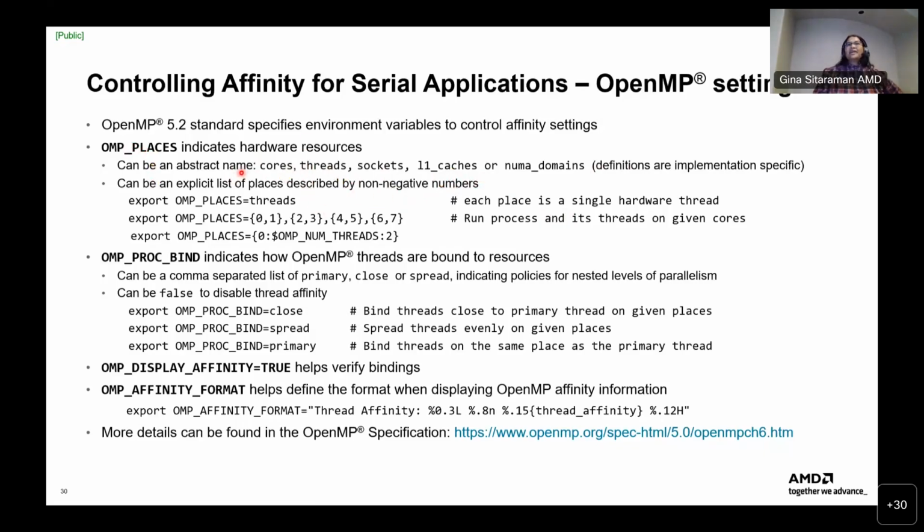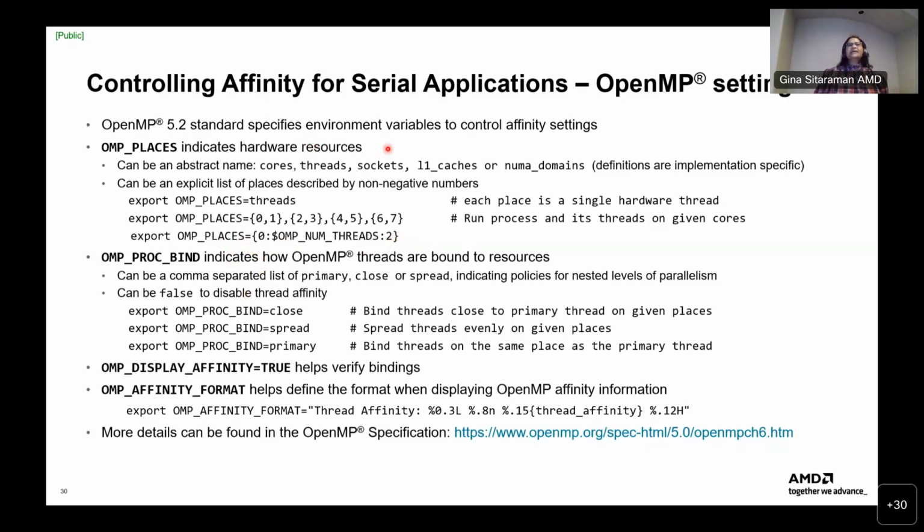Now, you can have those abstract names, or you can explicitly specify a list of places. So for example, in this case, we have 4 ranks, and we are saying for each rank, run them on one of these cores. So run the process on, for example, rank 0 on either core 0 or 1, rank 1 on either core 2 or 3, and so on. Instead of explicitly specifying this list, you can also give a range like this. So you go from 0 through the total number of threads that my application requires with a stride of 2, and use that for placing my process and its threads.